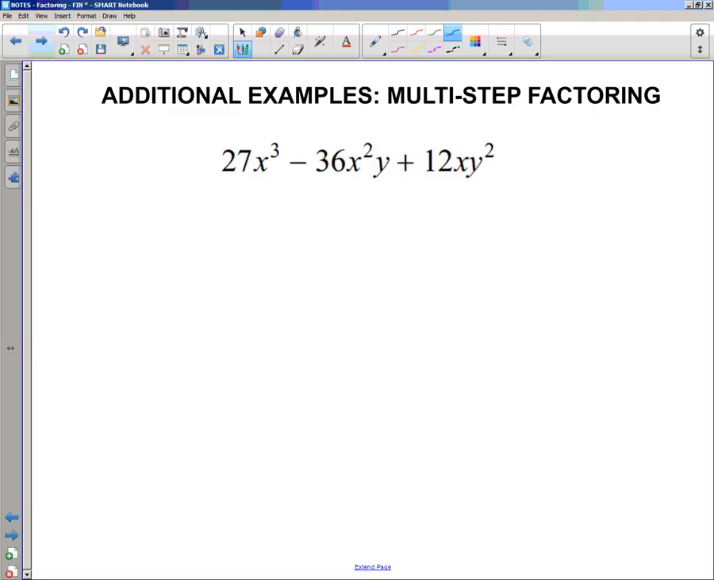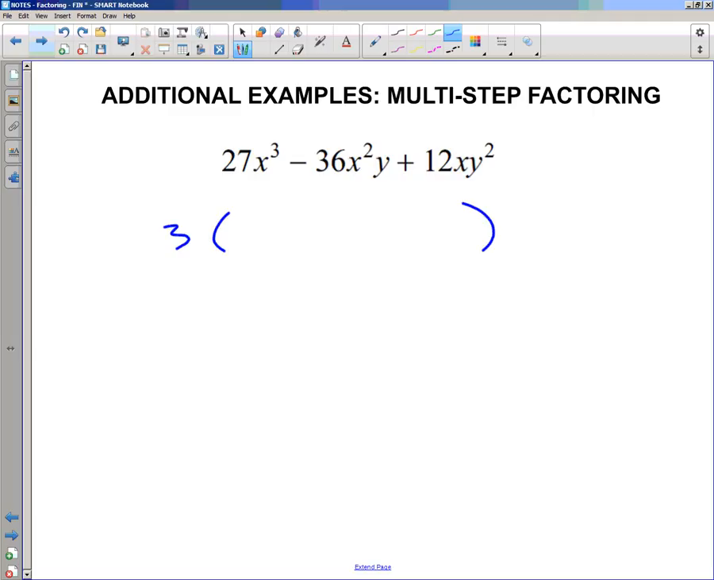All right, this one's got multiple variables and some big coefficients. Let's see what we can pull out of this guy. So 27, 36, and 12, those are all divisible by 3. 36 and 12 are both divisible by 6, but 27 is not. So I believe 3 is probably the biggest number we're going to get to come out of all 3 of these terms. And what else do we got?